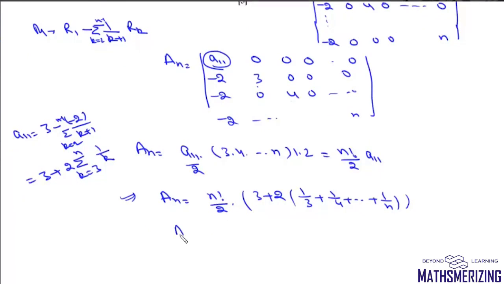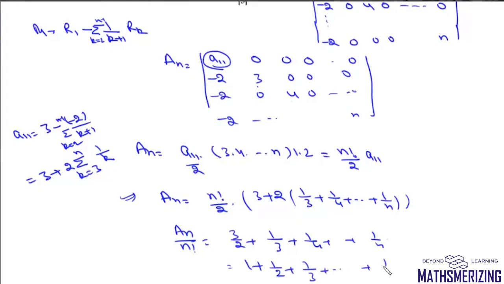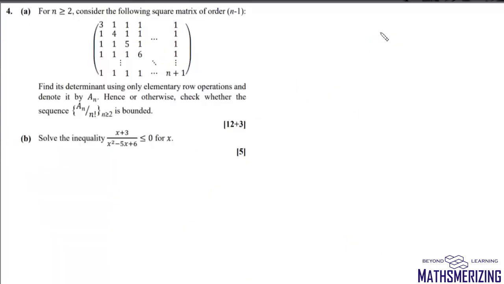Now we'll take an upon factorial n. It will be simply 3 by 2 plus 1 by 3 plus 1 by 4 up to 1 by n. So it is 1 plus 1 by 2 plus 1 by 3 up to 1 by n, which is nothing but a harmonic series.